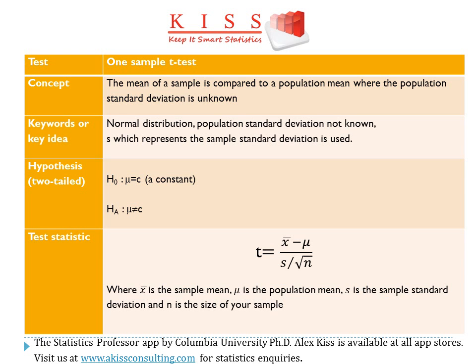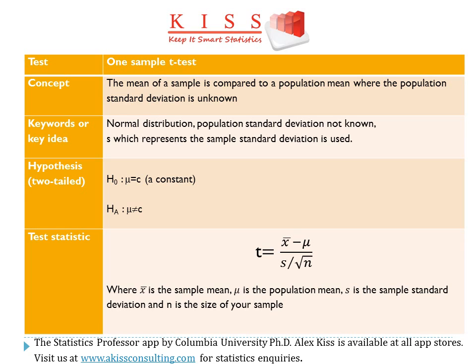In an earlier video, we covered a summary table on the key ideas and concepts behind this test. I'll review that briefly here. The concept is the mean of a sample is compared to a population mean where the population standard deviation is unknown. The key words and key idea is that the data comes from a normal distribution. The population standard deviation is not known. Therefore, we use the sample standard deviation, which is represented by the letter S.